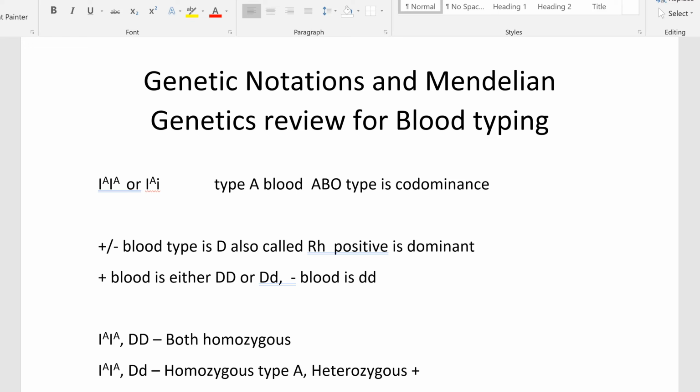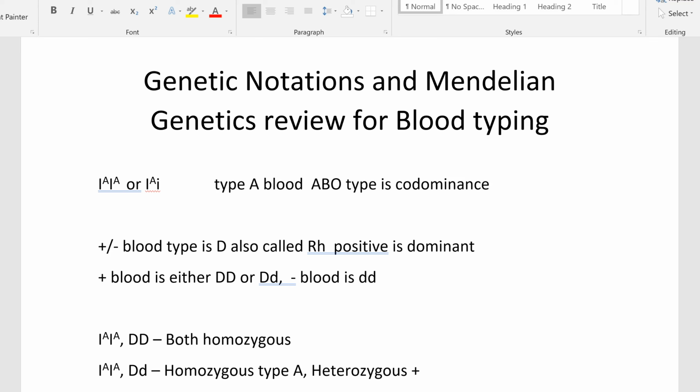Hello. Today I'm going to review genetic notations and Mendelian genetics for blood typing. So remember, when we look at blood typing, we've got the ABO type, and then we've got the positive negative type. So what we're looking at here are two separate genes. Each of them is coding for an antigen to be on the surface of red blood cells.